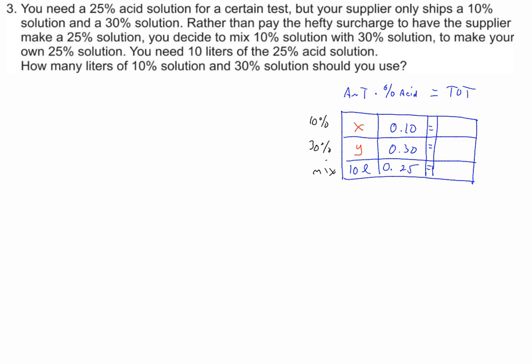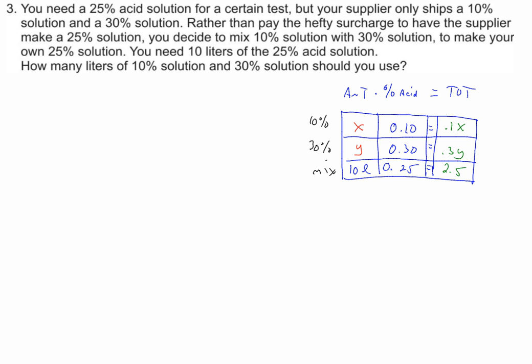0.1 for the 10%. Okay, 0.1x is the total for the acid, right? I took the amount x and multiplied it times 0.1. Therefore, for the 30% solution, the total is going to be 0.3y. And people are scurrying for their calculators to figure out the total of the mix. And the total of the mix is 2.5. Okay, chart's done.